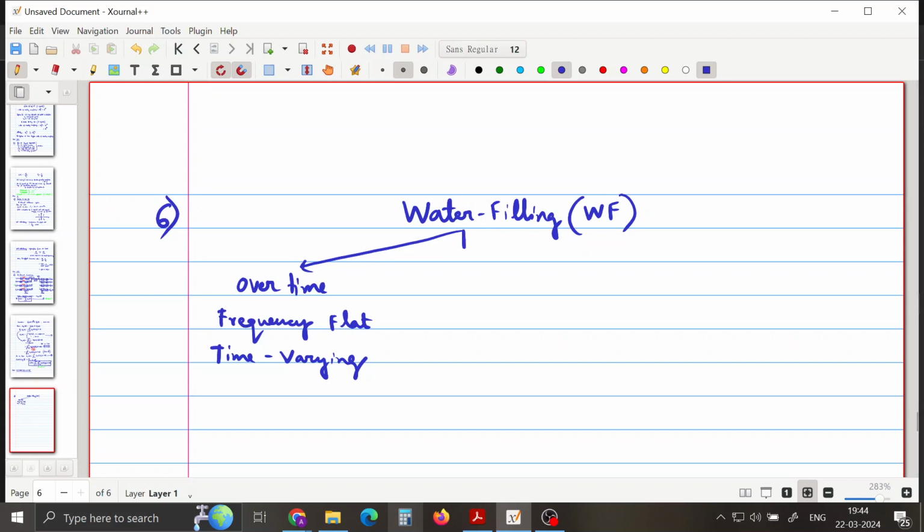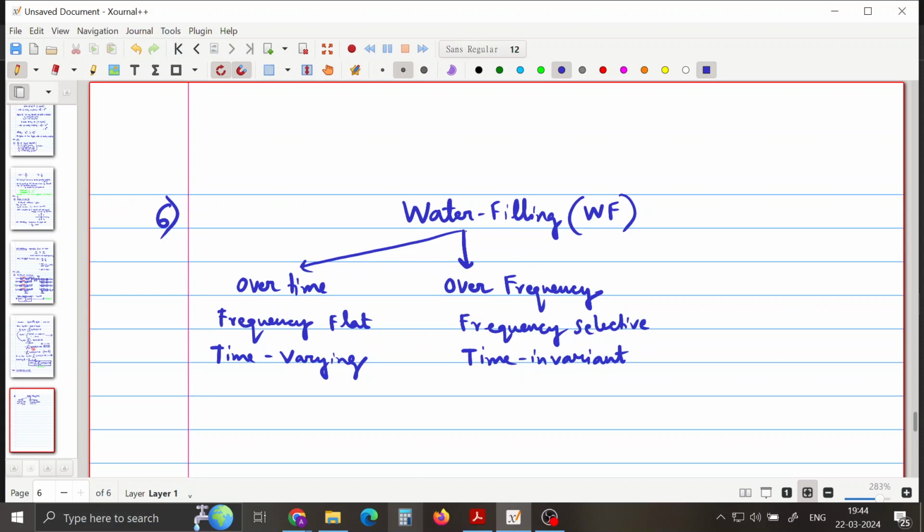And the second thing is water filling over frequency. That is the case of a frequency selective channel, because my channel gain is not stable; it fluctuates as the frequency changes. Let's assume for this one that time is not varying, so it is time invariant.